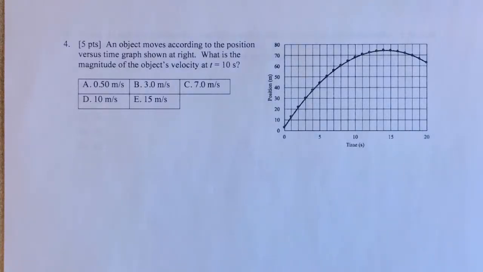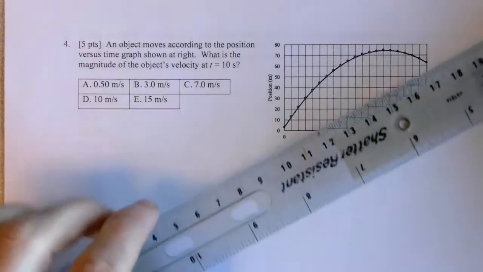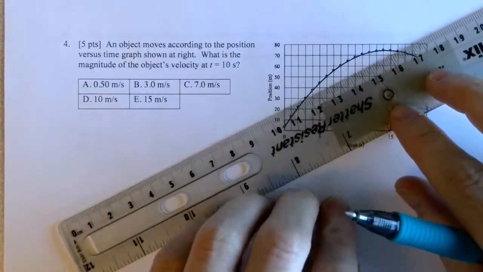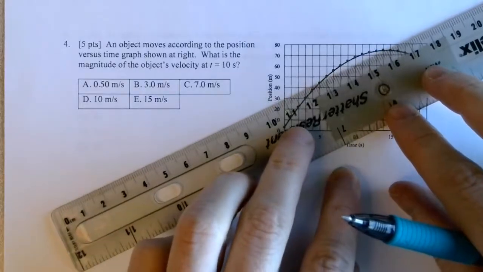at a particular instant in time, you must draw a tangent line to the position time curve. This is a parabola, and that means that the velocity is constantly changing. So it has a different value at every single instant. But to find the velocity at t equals 10, we've got to draw a tangent line and then determine the value of the slope of that particular tangent line.